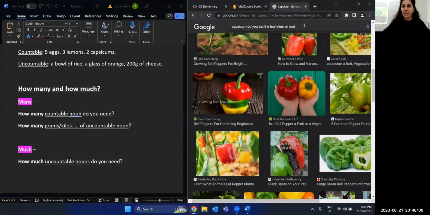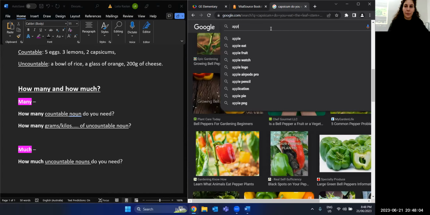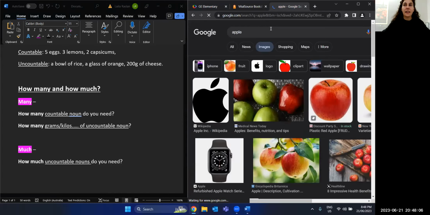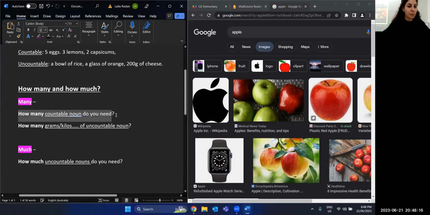How about for apple? Alexandria, do I say how much or how many for apples? Yeah, because it's countable. So how many apples do you need? Because this is for uncountable. We know apples is countable because we can say 1 apple, 2 apples, 3 apples, 4 apples. How many apples do you need?